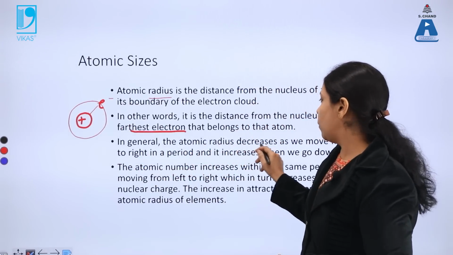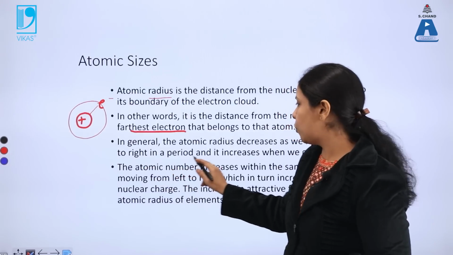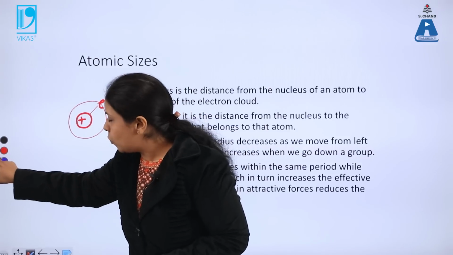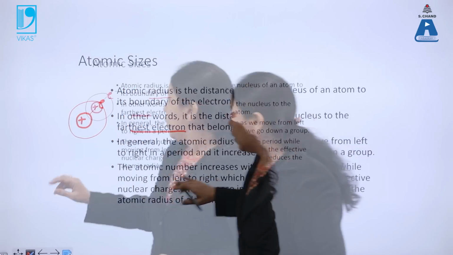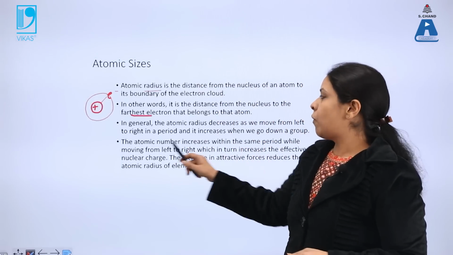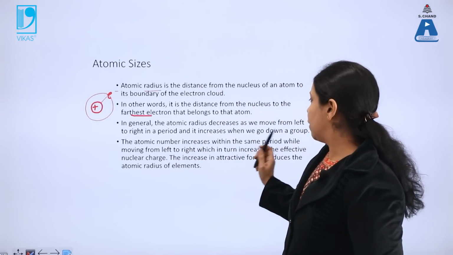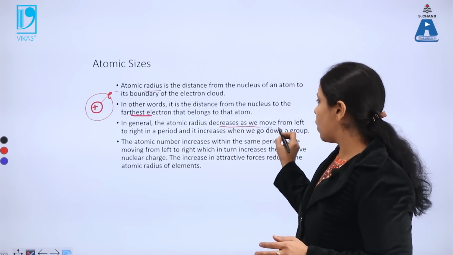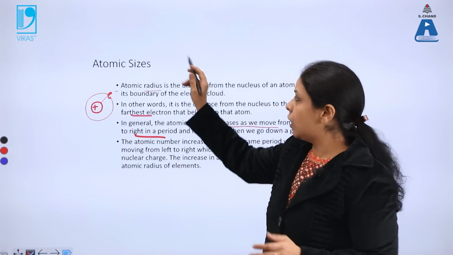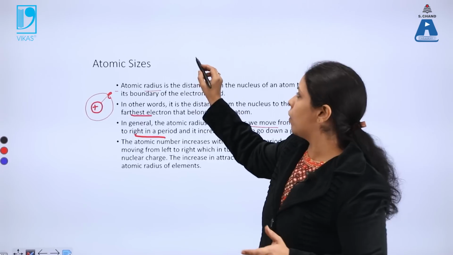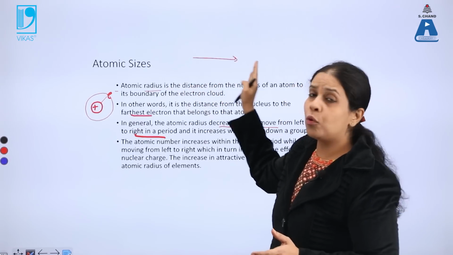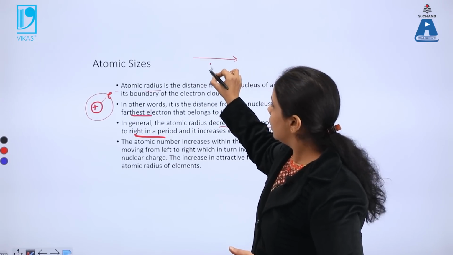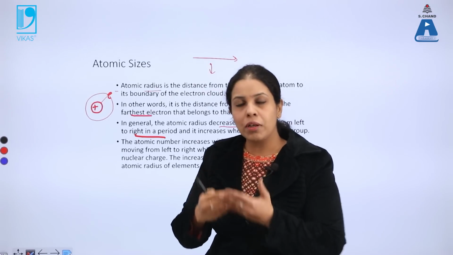In general, the atomic radius decreases as we move from left to right in a period, and it increases when we go down a group. So what is the periodic trend here? Atomic radius decreases when we move from left to right in a period, and it increases when we go down the group. Let's discuss the first trend, that it decreases when we move from left to right in a period. We have seen the long form of the periodic table. When we are moving from left to right in the period, the atomic size or atomic radius decreases.